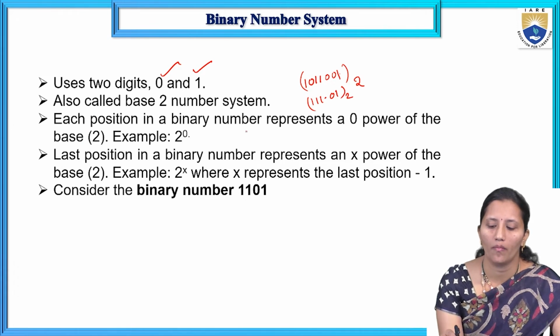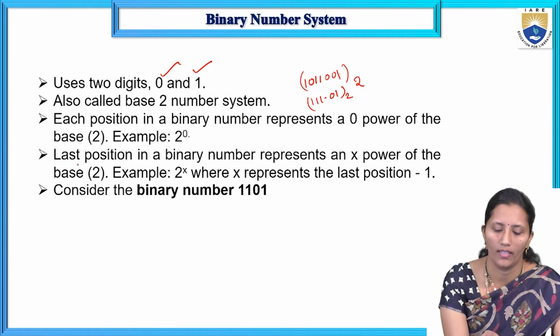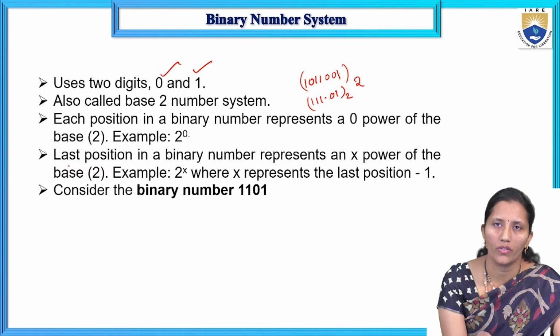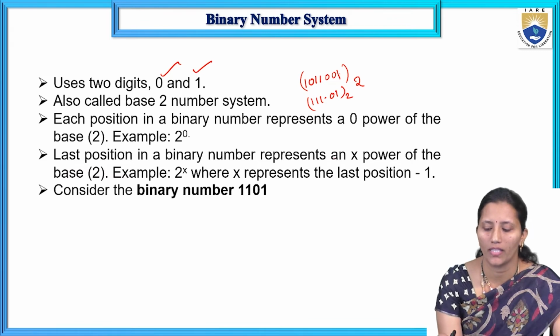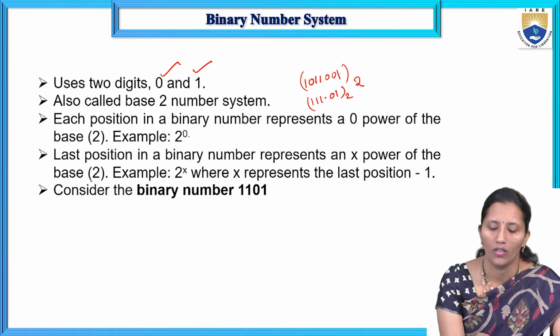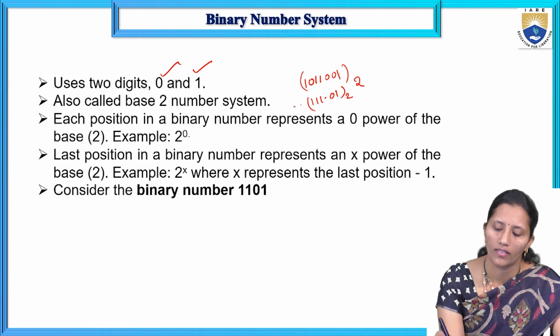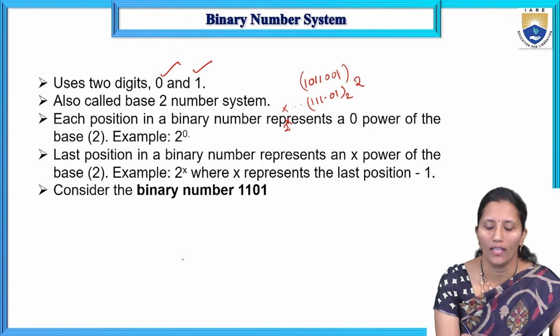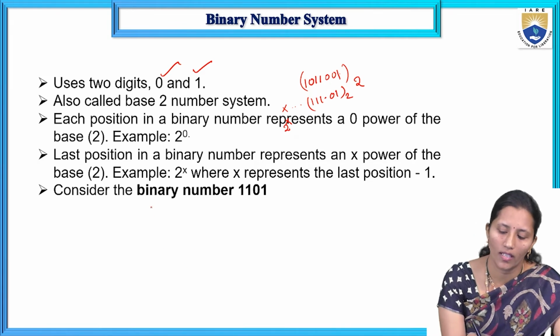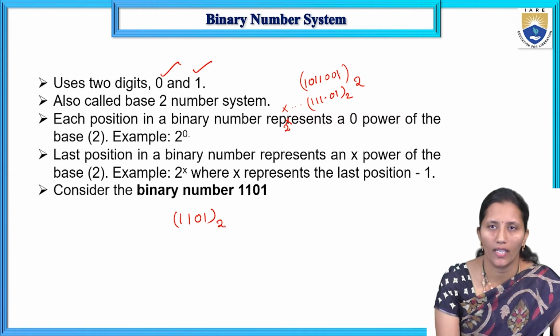Each position in a number represents a power of the base 2, like 2 power 0, 2 power 1, or 2 power minus 1, 2 power minus 2. I will explain that. The last position in a binary number represents an x power of the base 2. So suppose this is the x-th position, the weight of that position is 2 power x. Okay. For example, 1101 base 2 is a binary number.